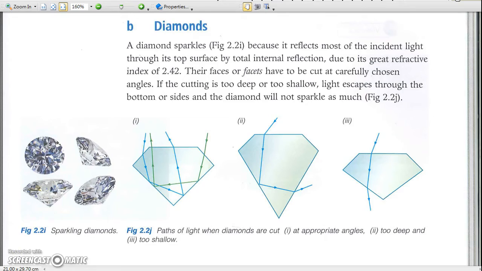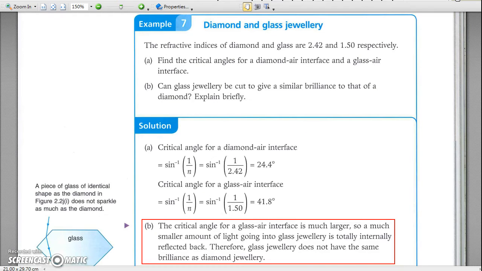B. Diamonds. A diamond sparkles by successive total internal reflections of light from its top. Total internal reflections take place more easily in diamond than in glass because diamond has a much larger refractive index and hence a much smaller critical angle.